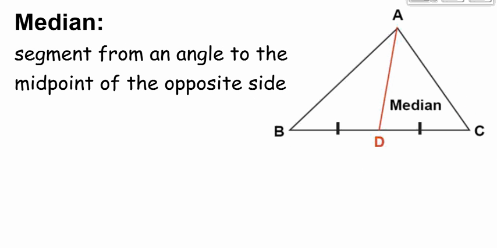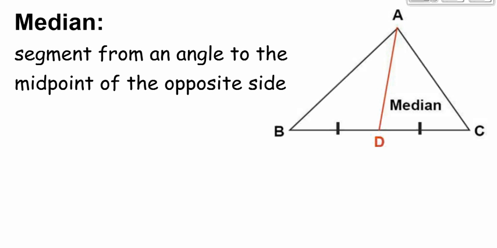A median is a segment from an angle to the midpoint of the opposite side. So go ahead and pause the video and write down the definition in your notes. Just like with the altitudes, I'm going to have 3 medians in every triangle because I have 3 angles and 3 opposite sides, and every opposite side has a midpoint.